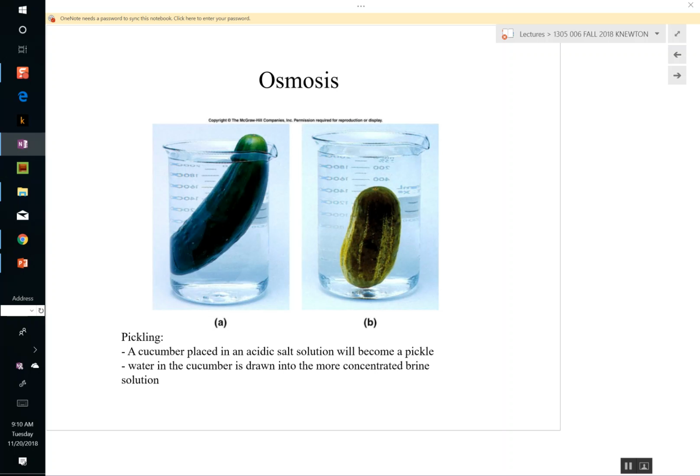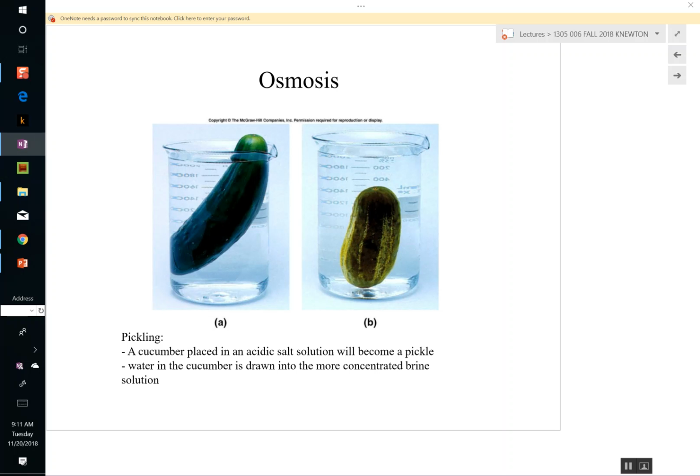Here's an example of a cucumber. You put the cucumber down in vinegar and salt water and pickle it. What actually happens to it? It shrinks. It shrinks because here is high concentration of vinegar and salt out here. And what's inside the cucumber? Well, inside the cucumber is not a high concentration of salt. It's a high concentration of water. You cut a cucumber open, you can get a lot of water. You squeeze that cucumber, there's a lot of water in there. But it's not salty water, it's just pretty much water.